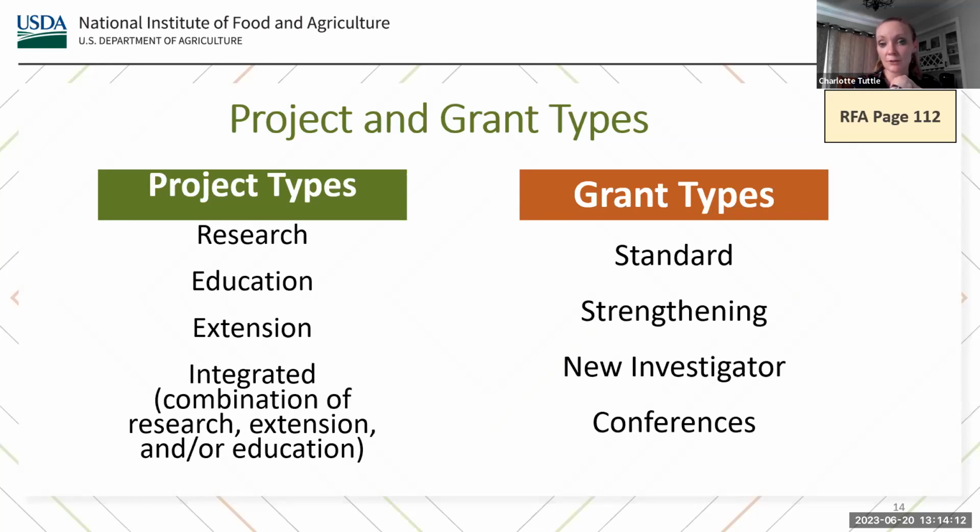These include a standard grant, the strengthening grant, which is what we call phase. So if you are a small to mid-sized institution, a minority serving institution, or your institution resides in an EPSCoR state, you qualify for a strengthening grant. You can qualify for a new investigator grant if you are within 5 years of starting your professional career. And then finally, we have conference grant types.